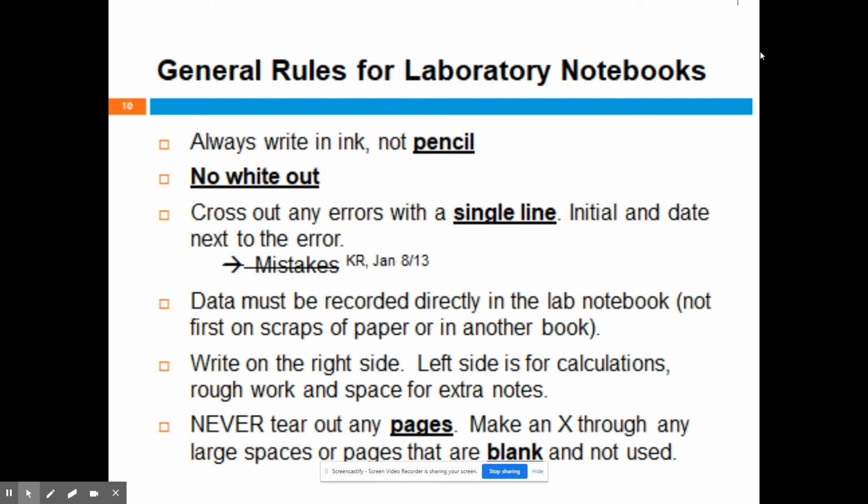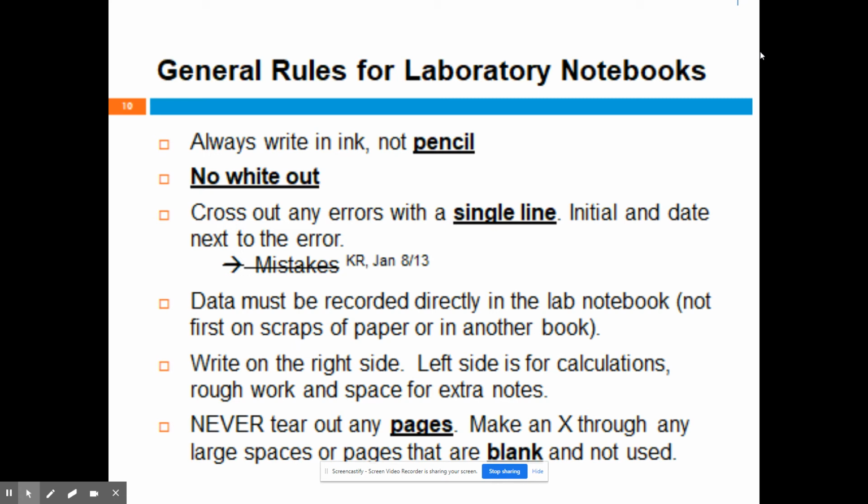All right. Okay, here are some general rules. General rule number 1, you have to write in ink. It can't be marker. It has to be a ballpoint pen or a gel pen that presses down. That is how the carbon works. So you can't write in pencil. No whiteout or erasing. If there is an error, you cross it out with a single line.